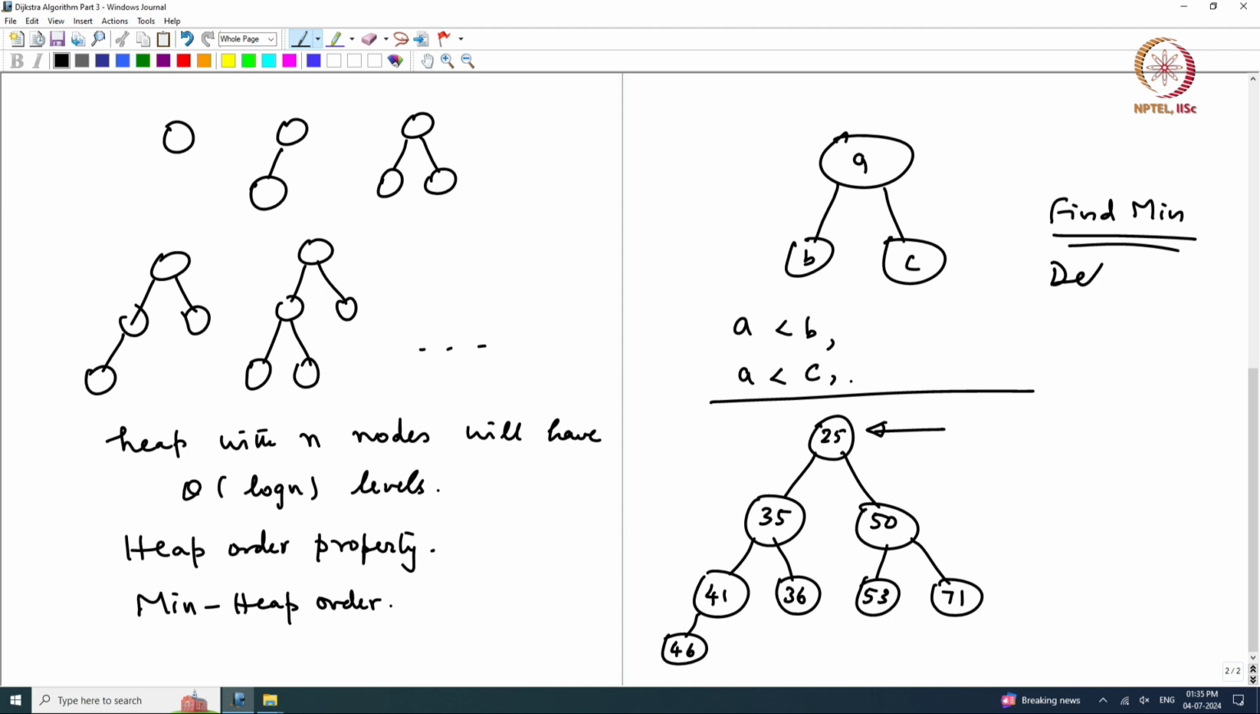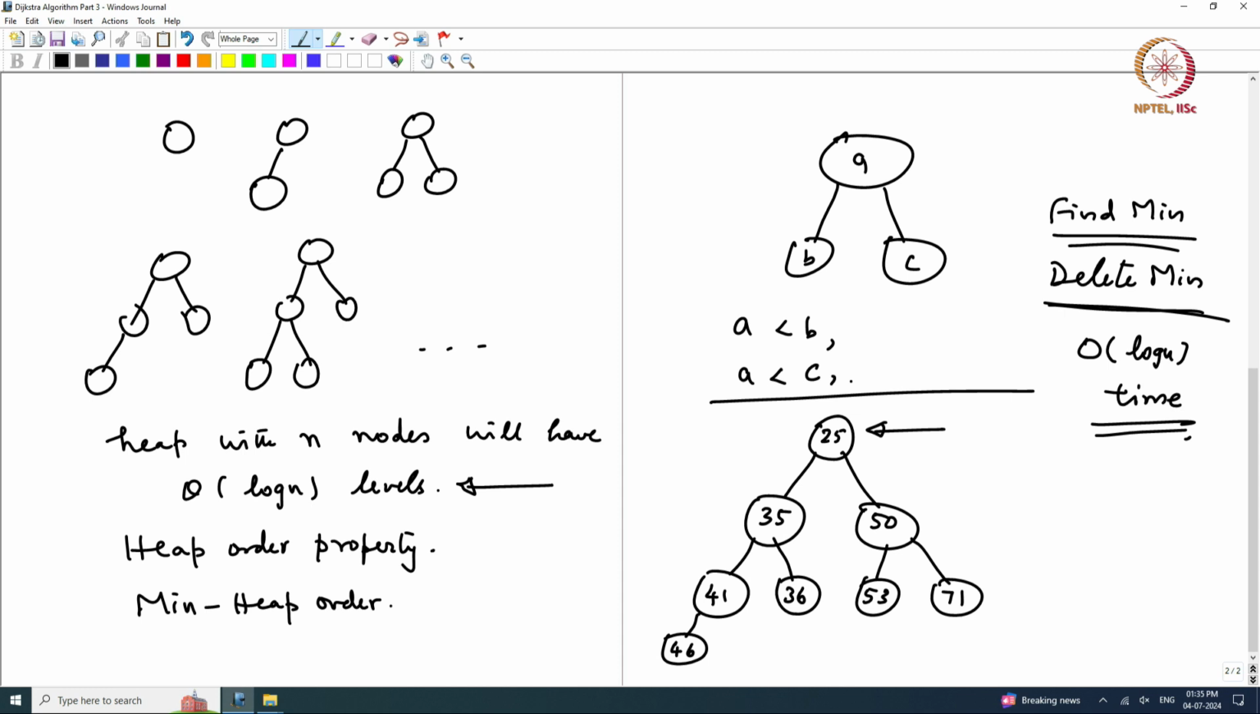Then you have to delete min. This delete min can be done in order log n time. Delete min can be done in time proportional to number of levels. Since the number of levels is order log n, deleting will take log n time, okay. These are all the standard facts about the heap. You can refer any book on data structures to see the procedure for delete min operation.